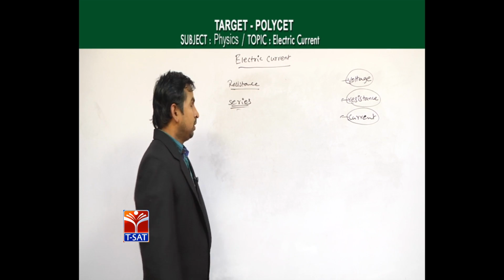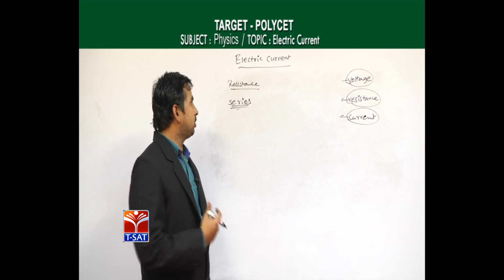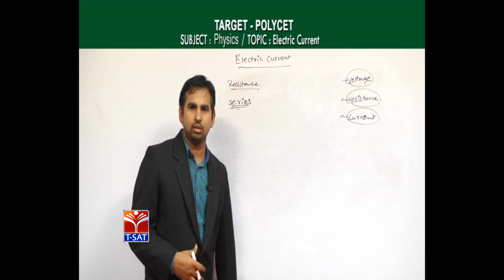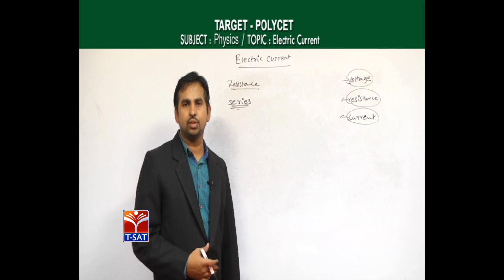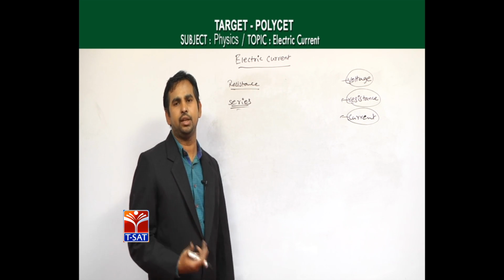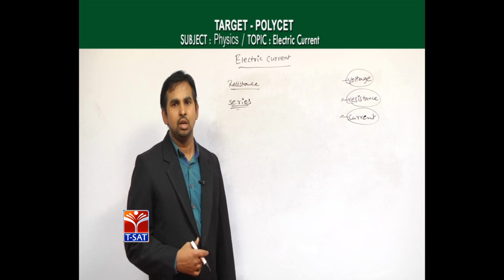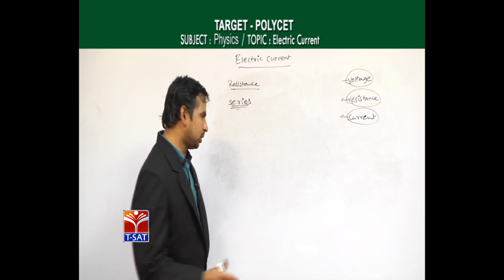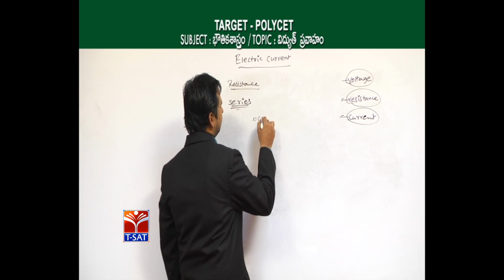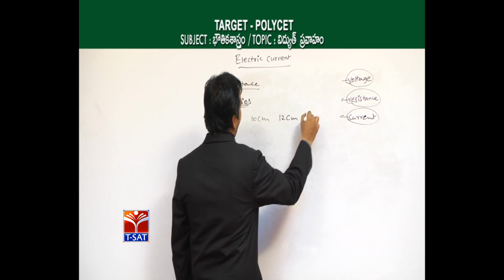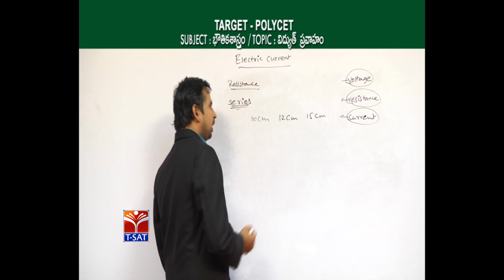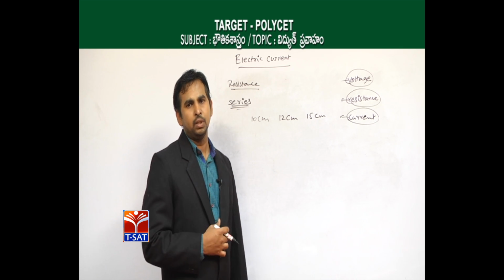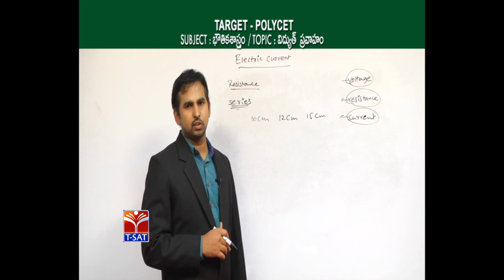Now we will see that the resistance of a wire depends mainly on three factors. We have seen it depends on temperature, on the length of the wire, and on the area of cross section, which is the thickness. Let us say, for example, in the exam they will ask questions like this. If you have three copper wires having lengths 10 centimeters, 12 centimeters and 15 centimeters, then of these three, which one has less resistance, we have to find.